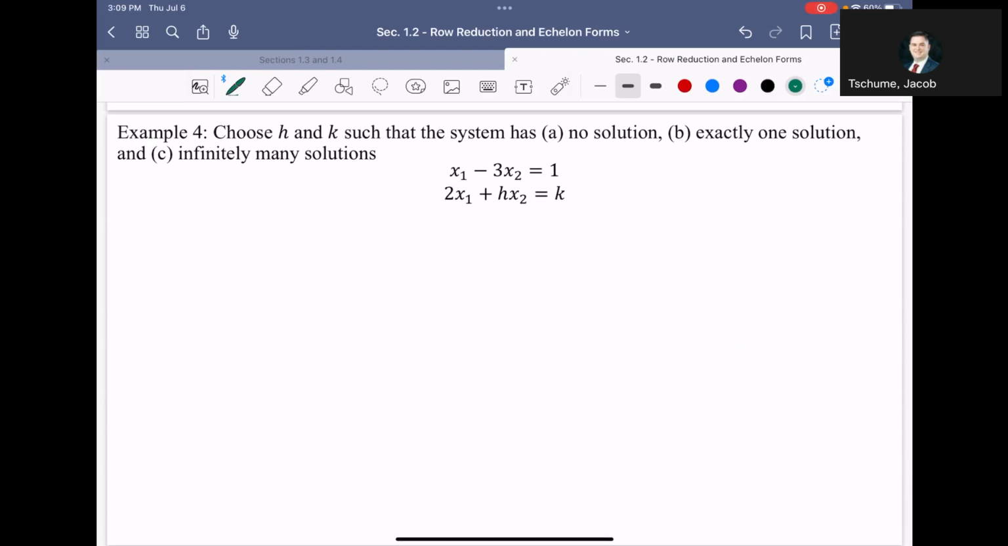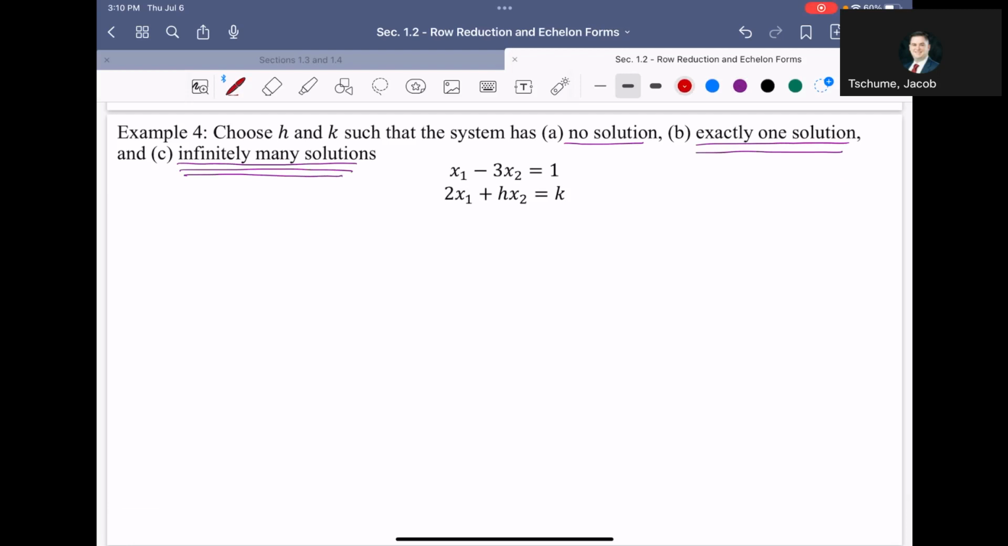Example 4 says, can you choose H and K such that the following 3 situations can happen? Now this is 3 different answers. Keep that in mind. I want you to pick an H and K that will force the system to have no solution. I want you to pick an H and K that forces the system to have exactly one solution. And then finally, I want you to pick H and K such that you will force the system to have infinitely many solutions.